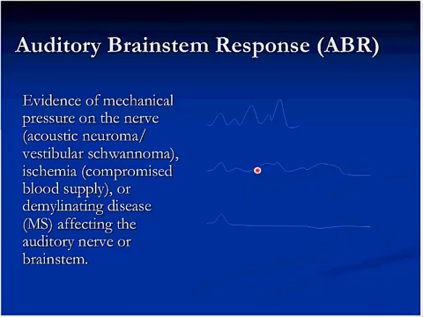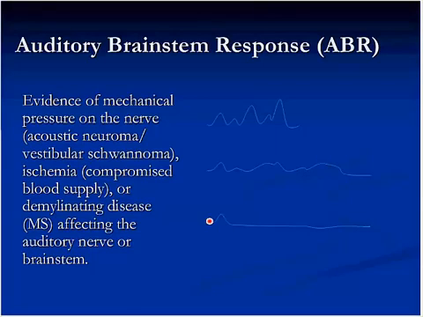shape of the wave. Here's wave 5, so this is wave 5 on the normal ear. This is where wave 5 is on the abnormal ear, where there's mechanical pressure. So it flattens it out and pushes it out. It increases the latency, or the time it takes for the impulse to travel up the nerve.